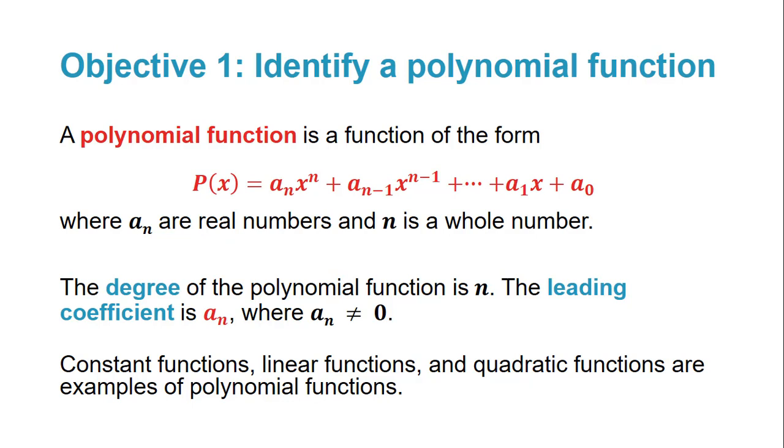So the degree of a polynomial function is n, that is its largest exponent, and the leading coefficient is the coefficient of that term with the largest exponent, so that is the value a sub n, provided a sub n is not 0. Some examples that we've already studied: constant functions, linear functions, quadratic functions. Those are all examples of polynomial functions.